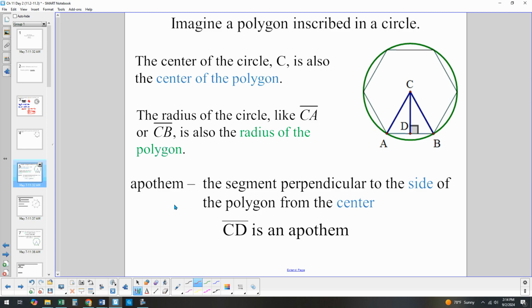Now we have a new segment that only appears in the polygons. It does not appear in the circle because it is the segment perpendicular to the side of the polygon from the center, like segment CD. And that is called the apothem, right? Sounds like a possum with a lisp, the apothem. So the apothem is going to be very important for us to be able to find the area of one of these figures.